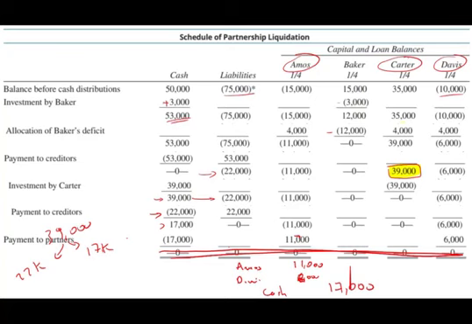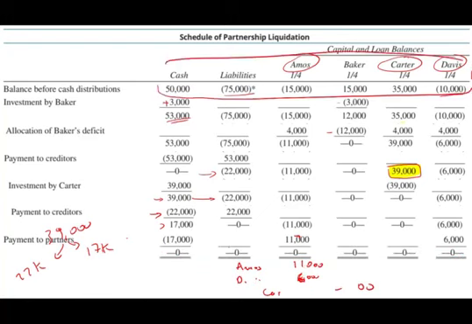We no longer have liabilities. No one has capital. That's it. We're out of business. We're done. So notice what we started with here, the balances, and when we liquidate, all the balances will be zero.